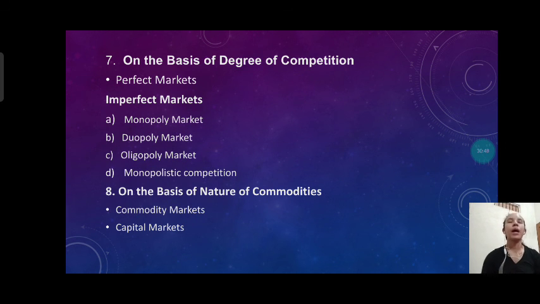On the eighth classification, the eighth component of market, this is on the basis of nature of commodities. On the basis of the types of goods dealt in, a market may be classified into the following categories: the commodity markets and the capital markets. A commodity market deals in goods and raw materials such as wheat, barley, cotton, fertilizer, seed, etc. A capital market is one in which bonds, shares, and securities are bought and sold. For example, money markets and share markets.